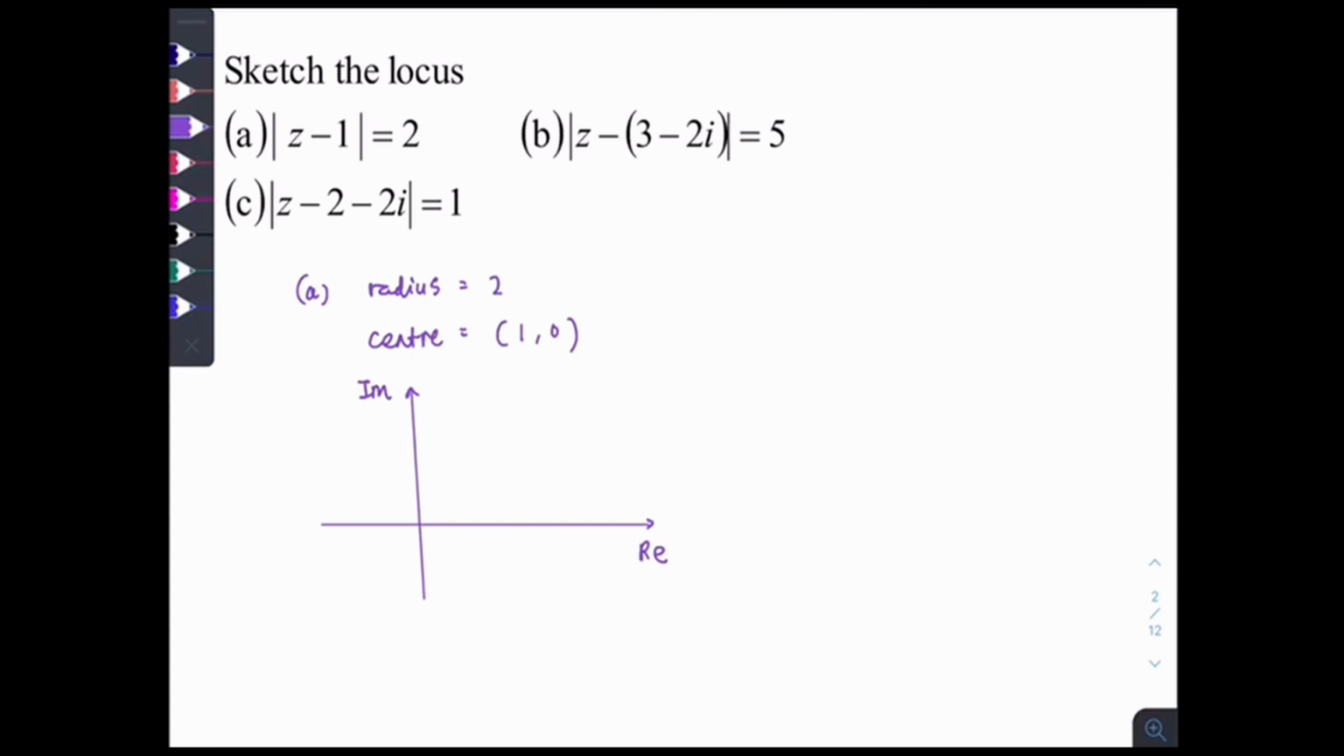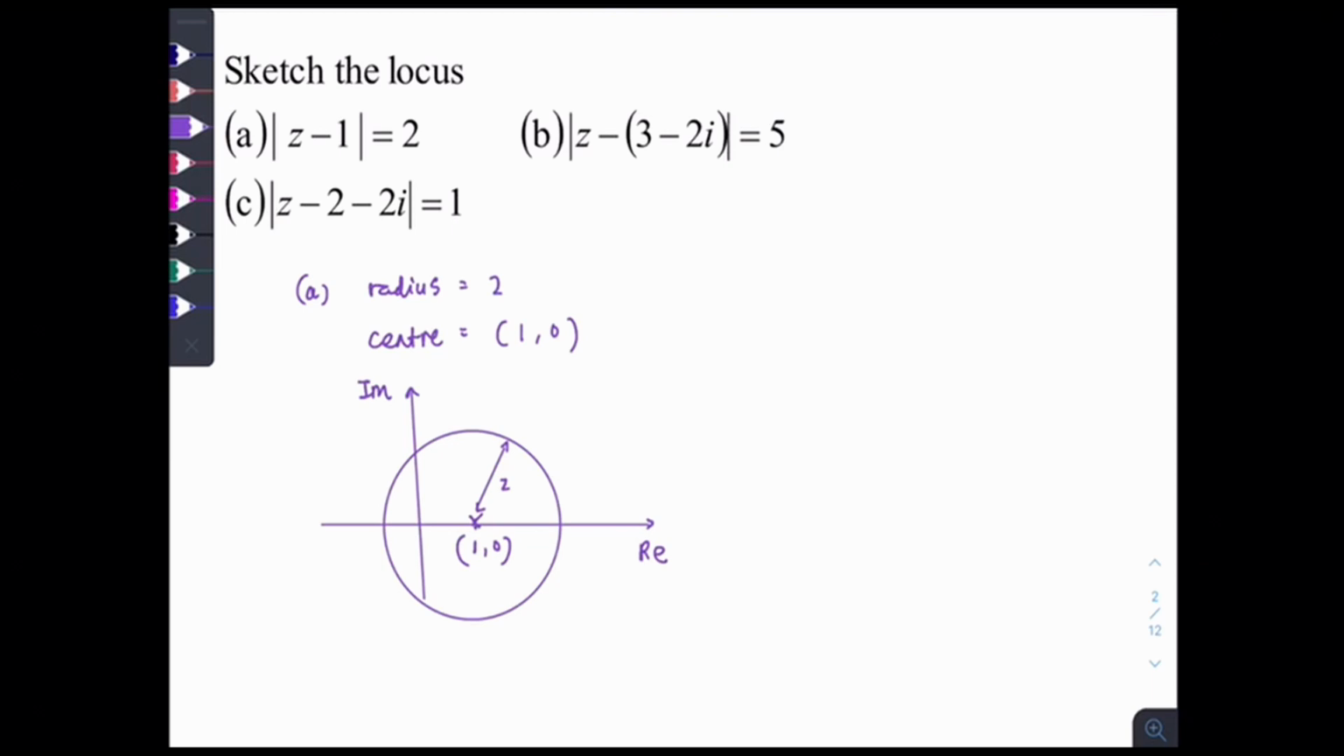Alright, so now the center is (1, 0). Let's say here is (1, 0). Then the radius is 2, which means from the center here, you measure 2 units, 2 units from the center, and connect it as a circle. Alright, so it's roughly like this. What you need to do here is just label the center (1, 0) and the radius 2. Just simple as this.